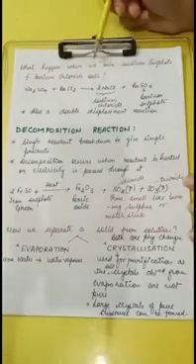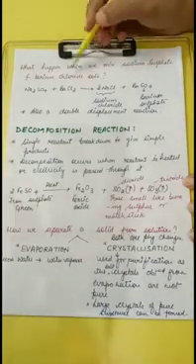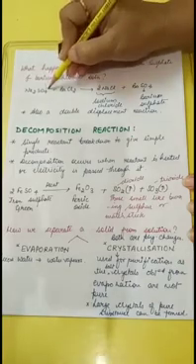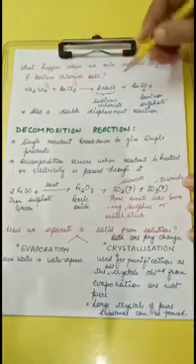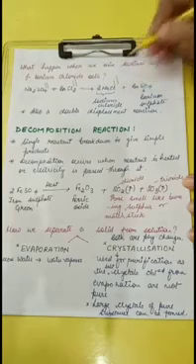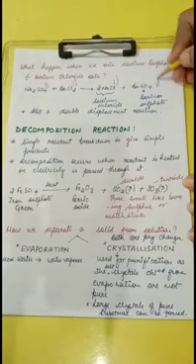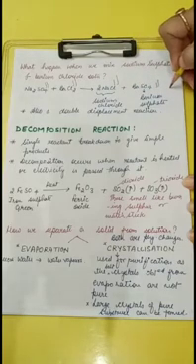What will happen when we mix sodium sulfate and barium chloride? This is sodium sulfate, this is barium chloride. What forms is sodium chloride and barium sulfate. This is also a double displacement reaction.